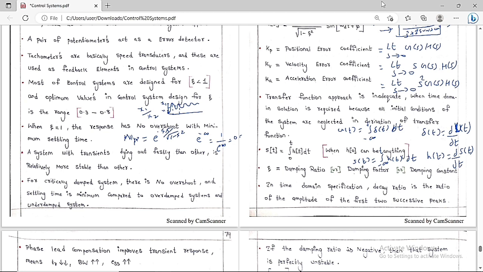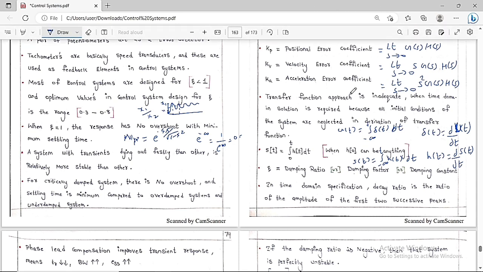In time domain specification, the decay ratio is the ratio of the amplitude of the first two successive peaks. So in simple words, in the case of time domain specifications, the decay ratio is the ratio of the amplitude of the first two successive peaks.